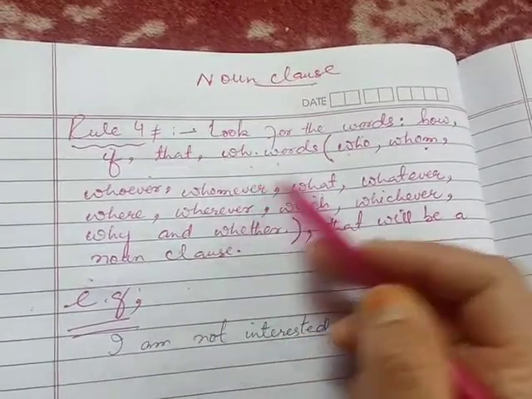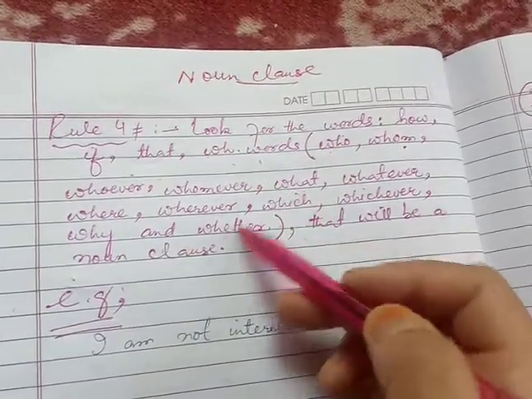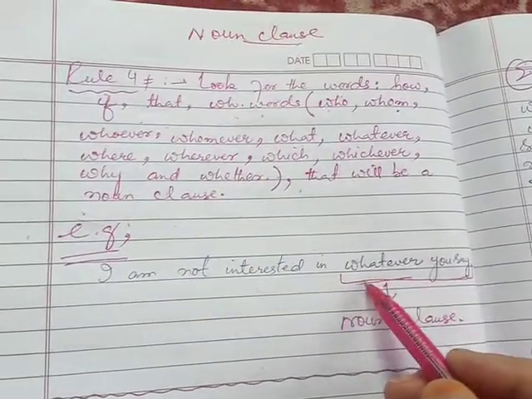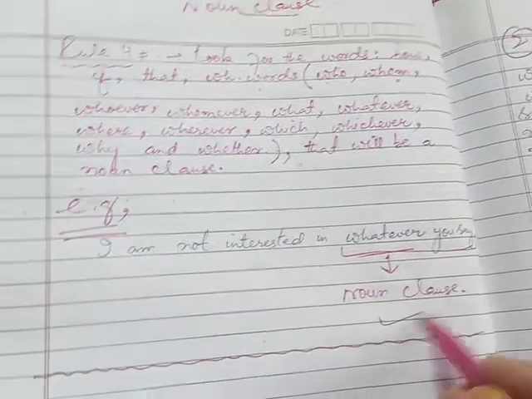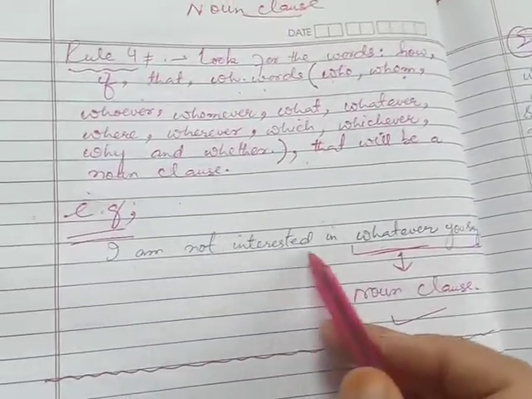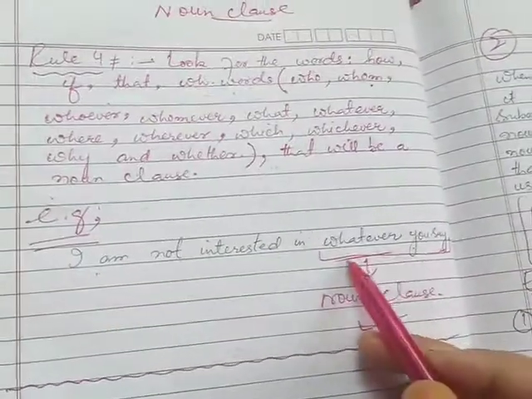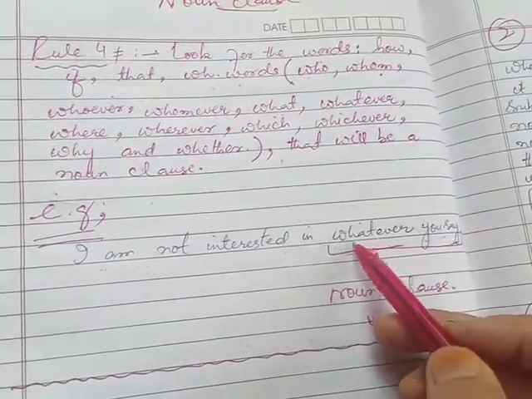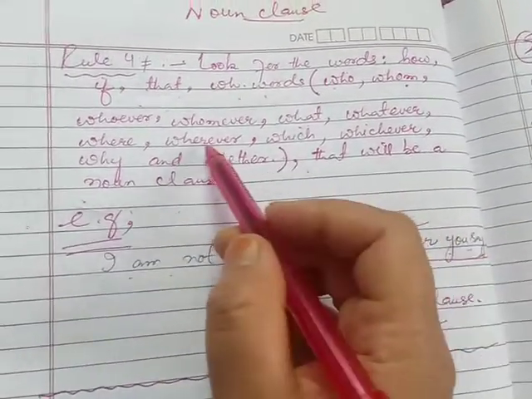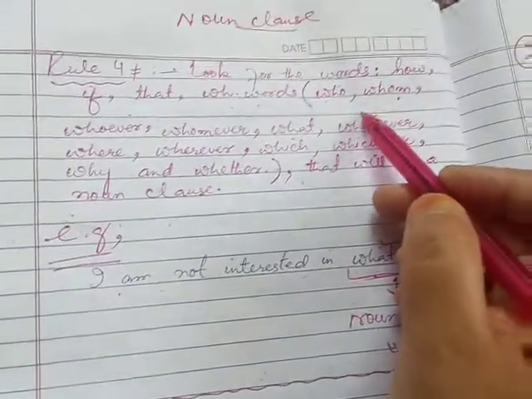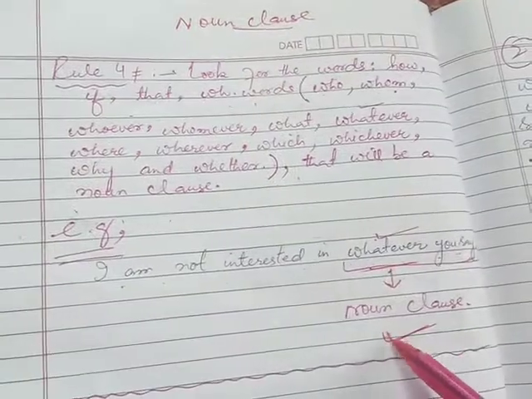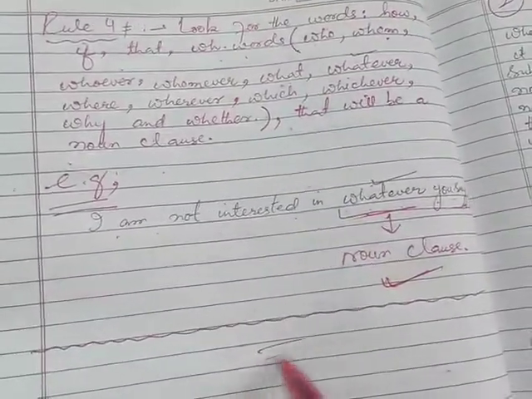So you also have to remember these words. If these words are used in the subordinate or dependent clause, that will definitely be a noun clause. For example, I'm not interested in whatever you say. Whatever you say will act as a noun clause because the word whatever has been used. I told you that if words like whatever are used, that will definitely be a noun clause. This was all about today's topic.